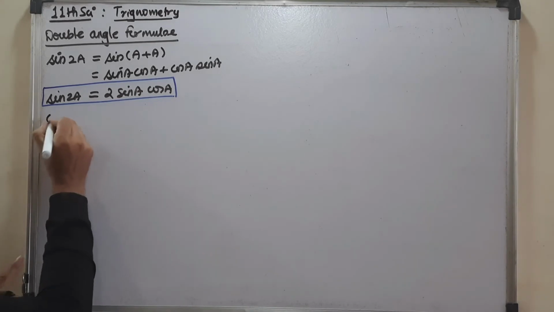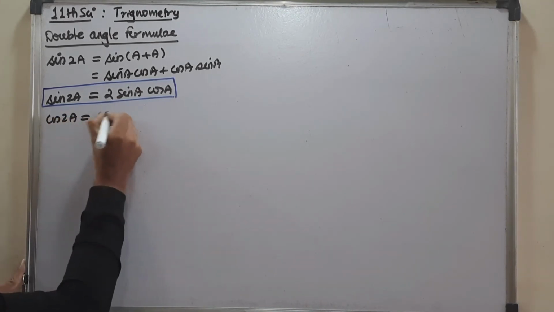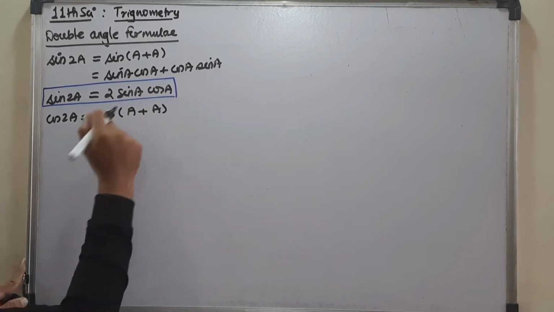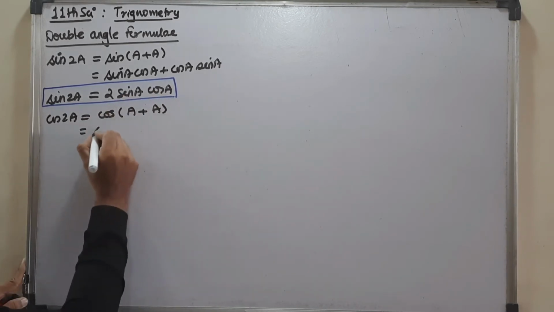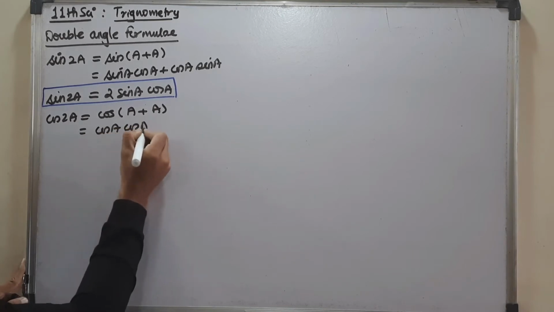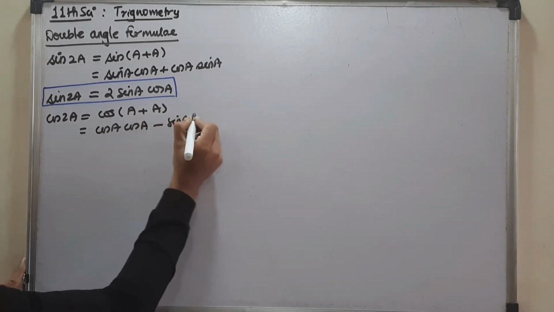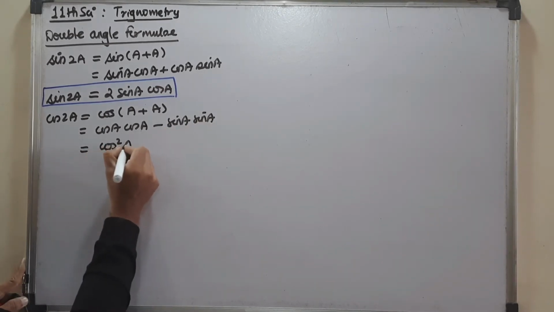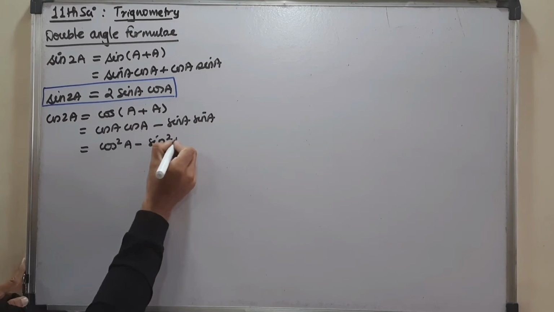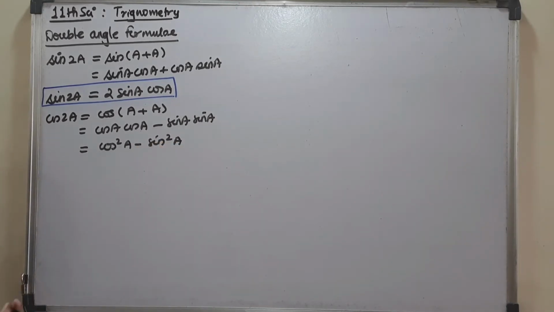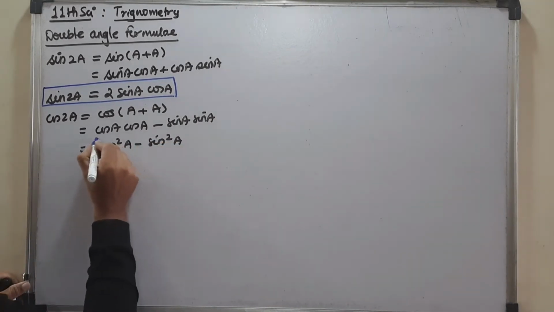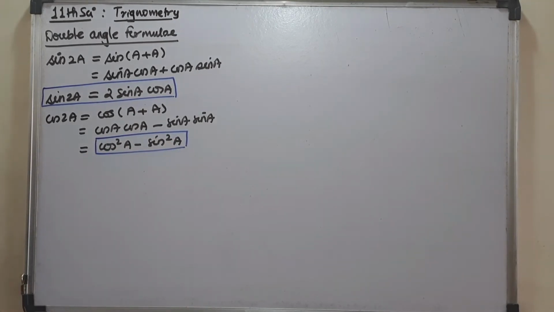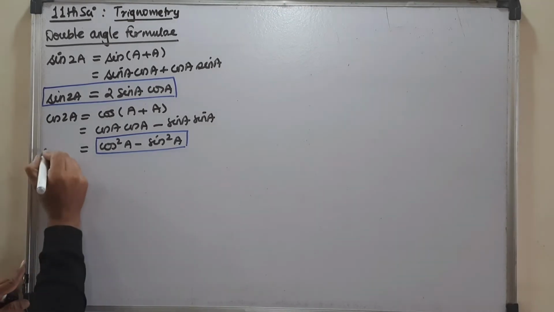But what happens if I take cos 2A with the same pattern, that is cos A plus A? So it is the cos A plus B formula, that is cos A cos B minus sin A sin B. So it becomes cos square A minus sin square A. Okay, so this could be the first achievement which I got, right? This is my formula for cos 2A.